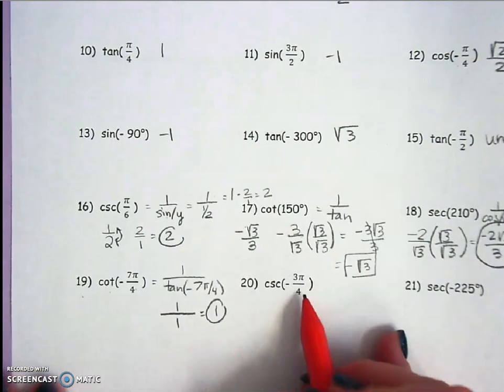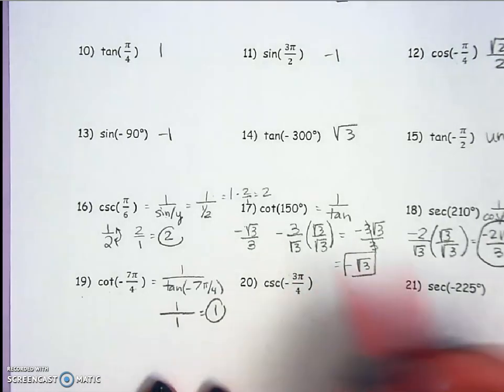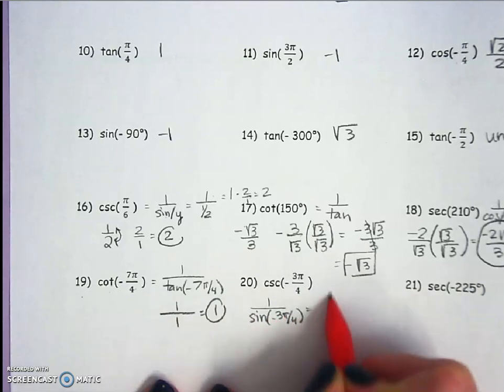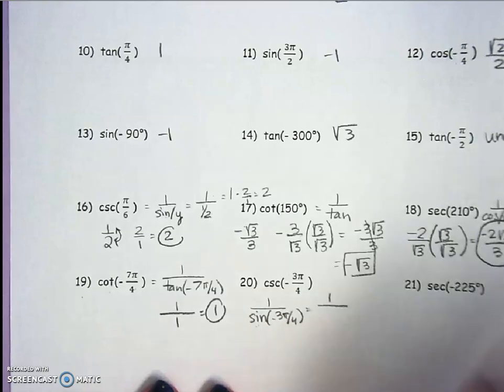For number 20, it's cosecant of -3 pi over 4. Cosecant is the inverse of sine, so 1 over sine of -3 pi over 4. So it's going to be 1 over the y value. Sine is the y value of the ordered pair at -3 pi over 4.